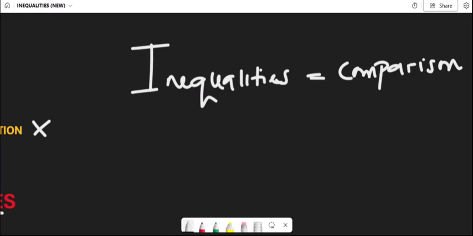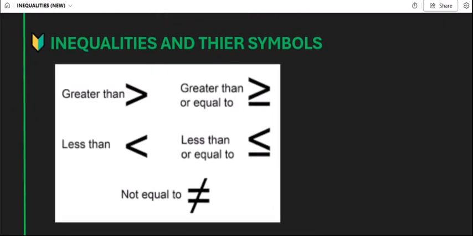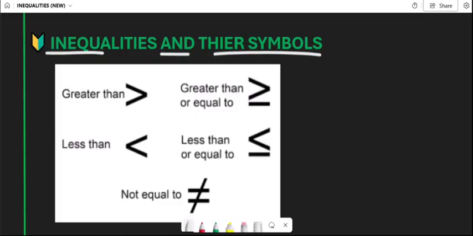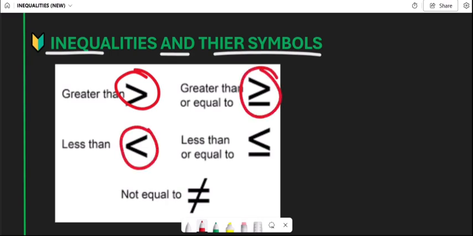So we are going to learn some symbols we have in inequalities. Let's look at the inequalities and their symbols. There are majorly four kinds of symbols in inequality you will need to know. The first one is referred to as a greater than, the other one is referred to as less than, then we have what we call the greater than or equal to, and the less than or equal to. And sometimes we usually have not equals to, but majorly we have these four.